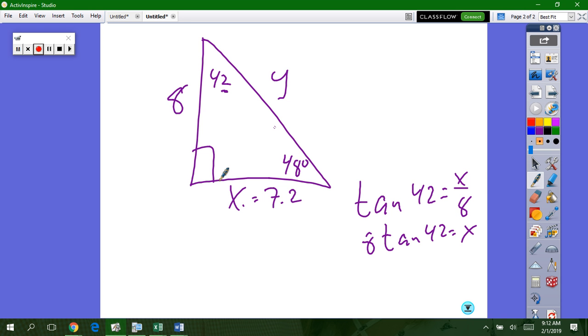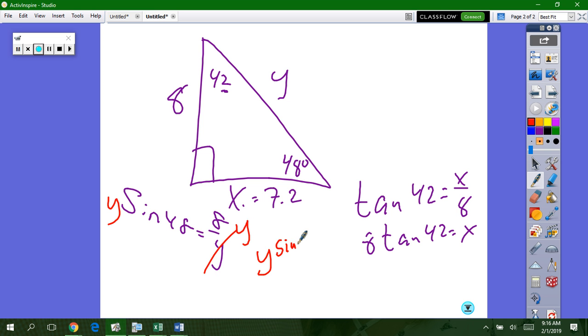Okay. So I'm going to use this one because it was given to me, right? So let's go ahead and use this one. That would be the sine of 48 equals 8 over y. How do I get rid of divide by y? Multiply it over. So I have y sine of 48 equals 8. And then what do we do? Divide it. Good. Plug it in.